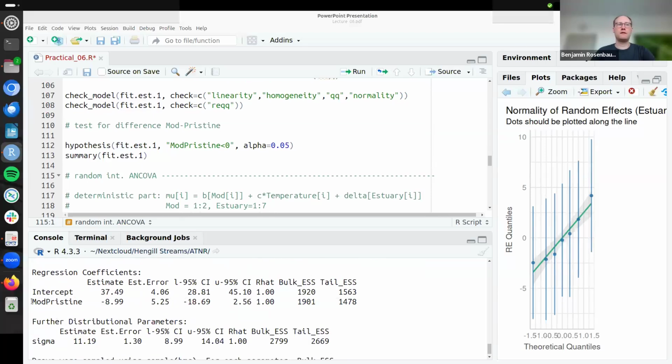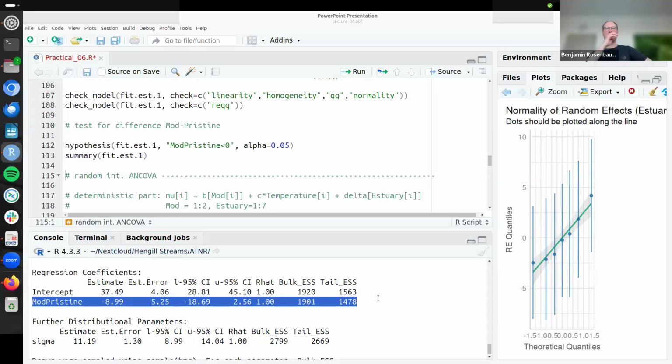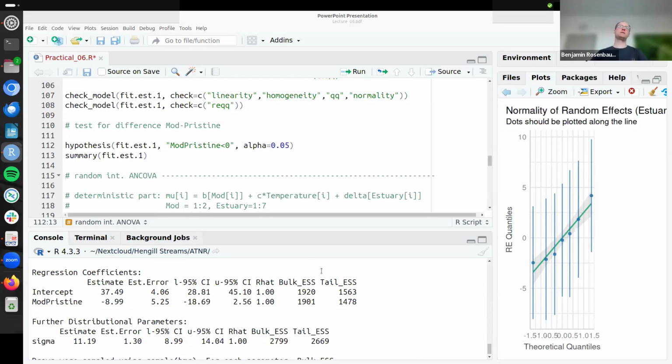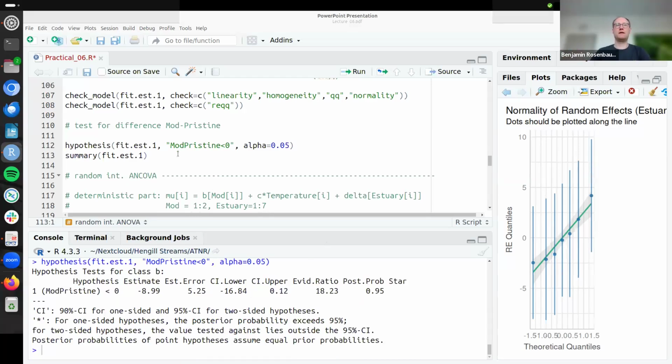So here in this special case, we have the answer, or we can also see it in the summary table. Is there a difference between modified and pristine? This is the difference and the associated credible intervals. This actually covers 0, so I'm not 100% sure that there actually is an effect here. So we can look at the hypothesis function, and here we get a posterior probability of 95% that there is a difference.